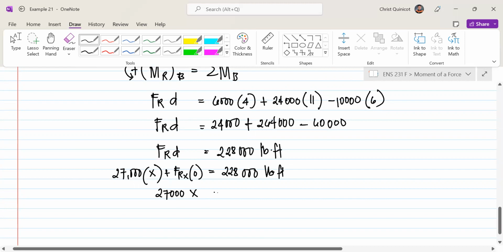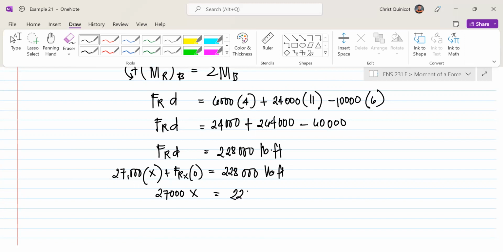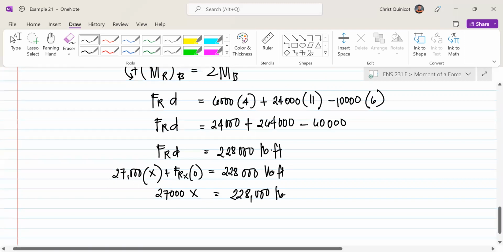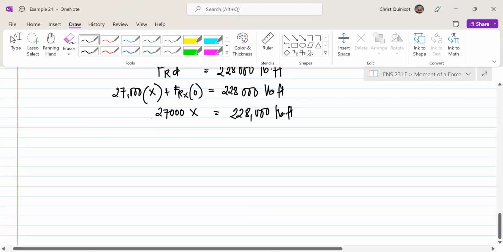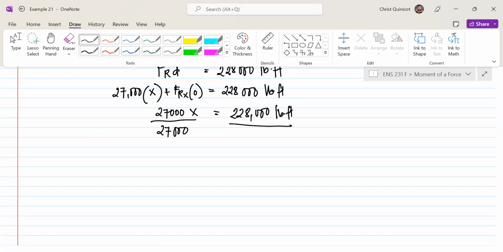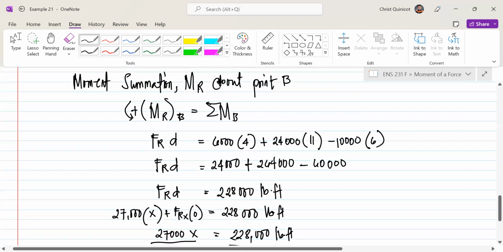So this becomes 27,000 x equal to 228,000 pound-feet. Divide both sides by 27,000. x is equal to 8.4 repeating feet. This is our value measured from B.